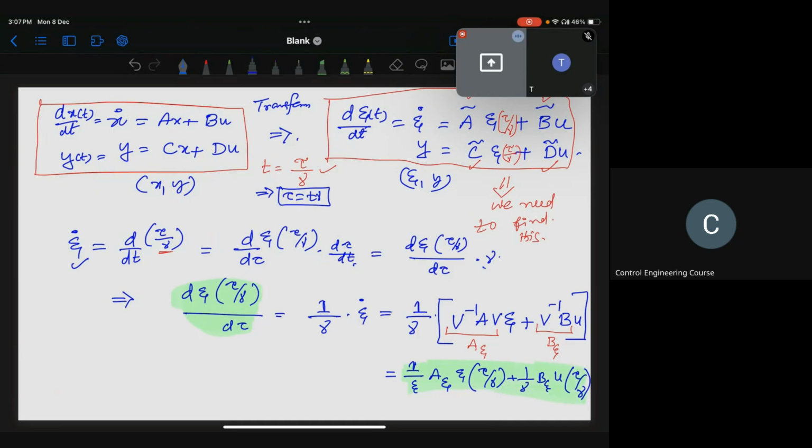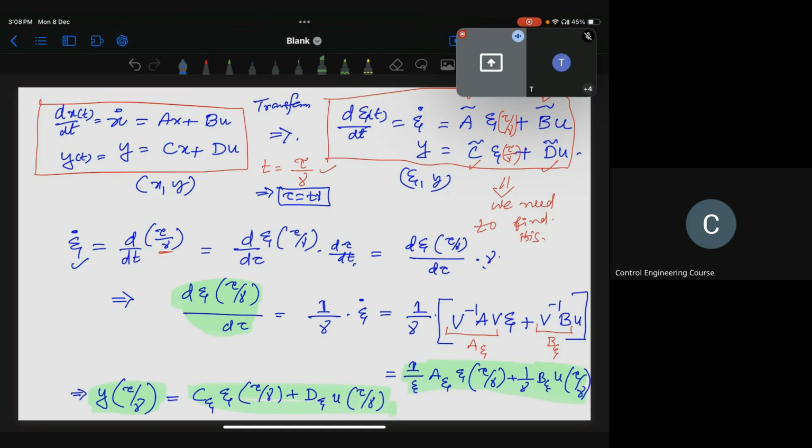Next, similarly we could write y of tau by gamma, that is nothing but C zeta, zeta of tau by gamma plus D zeta u of tau by gamma. So this is the second equation. Now you could see here both these equations.